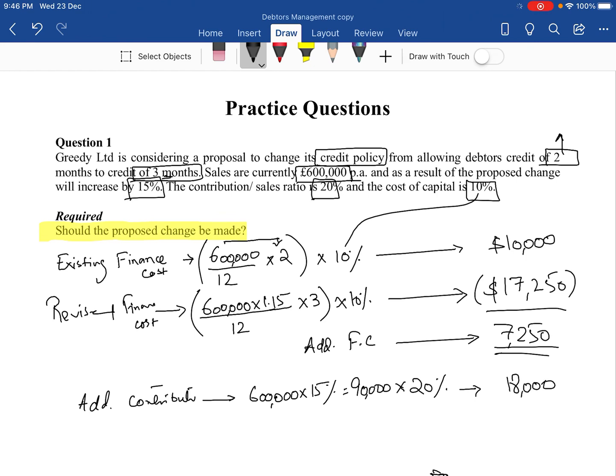So on one hand, it is going to increase its profit by 18,000. On the other hand, this cost is going to reduce the profit by 7,250, so the net impact will be the difference of these two, and it will be $10,750. And since it's a net benefit, therefore the company should implement this change.